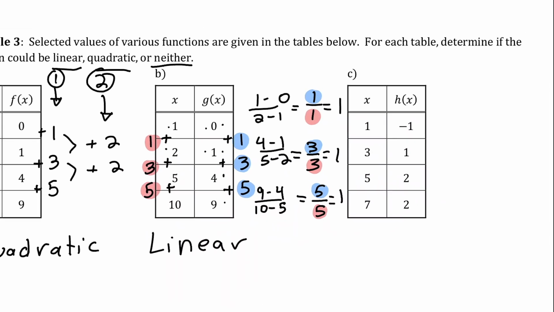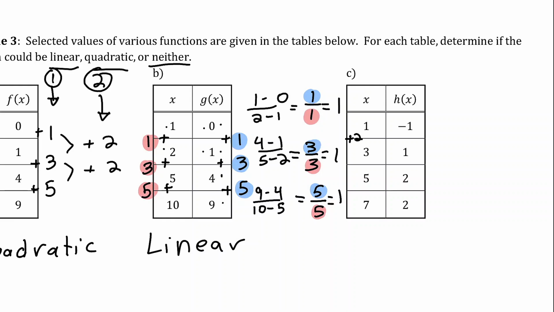And then looking at C, again, looking at my x's, to go from 1 to 3, I'm adding by 2. To go from 3 to 5, I'm adding by 2. To go from 5 to 7, adding by 2. So those are all the same. That's good. And then I want to look at my y's.